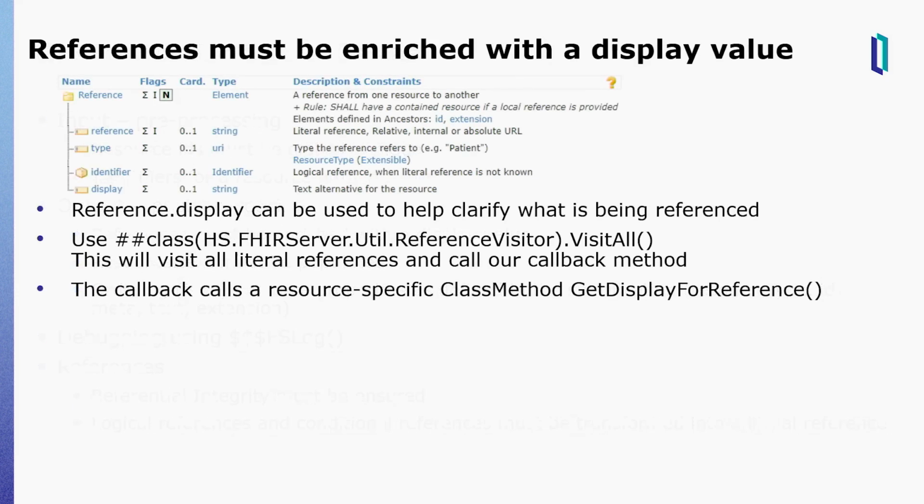For references: I assume when you're familiar with FHIR, you've seen the use of the reference property of the reference, pointing to the thing you refer to. The display value is also very useful, particularly if you retrieve FHIR resources. Excuse me. It can give you additional information about the resource being referenced. By using the built-in reference visitor, you can easily enhance each reference.